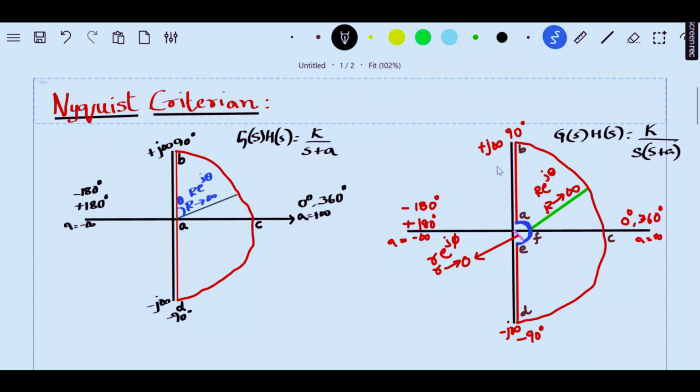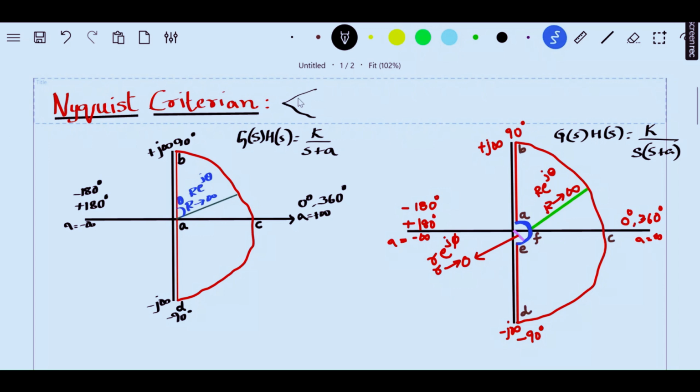So this is the Nyquist criterion. Nyquist is the name of a person who gave this particular method for commenting on the stability of a control system. So this is a very good method. The benefit of the Nyquist criterion is that it comments on stability under both conditions.